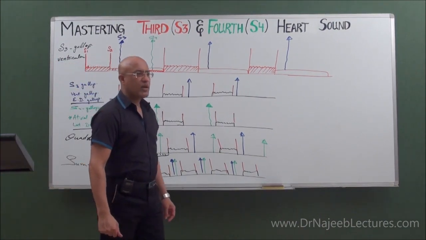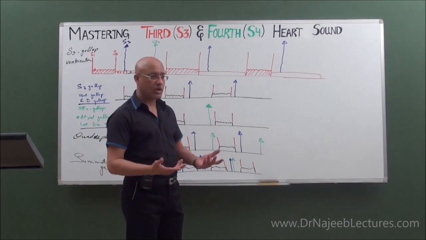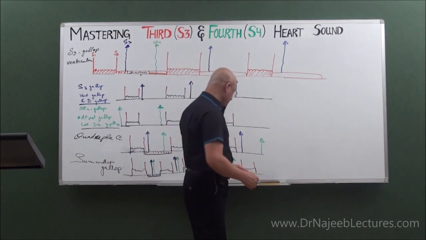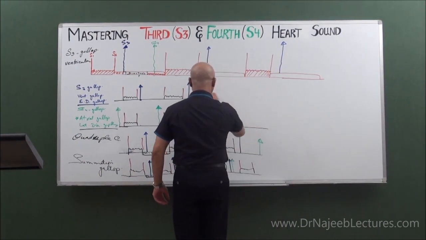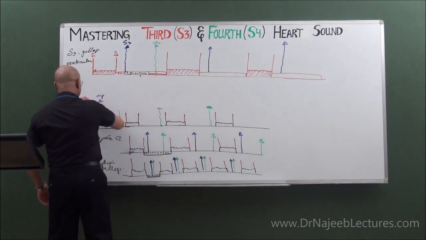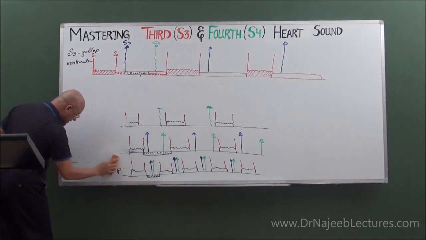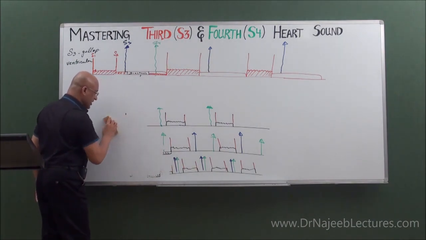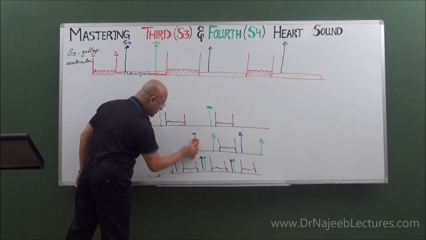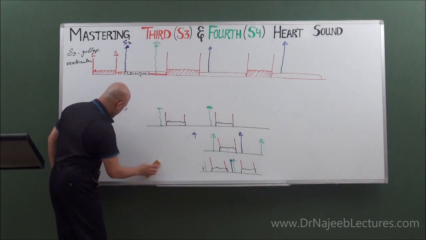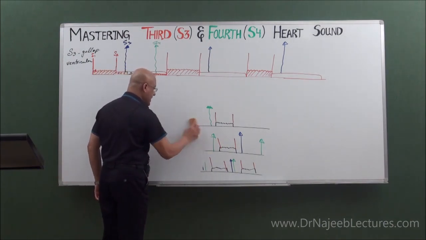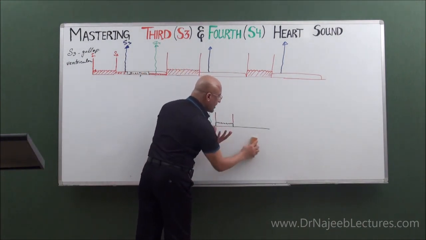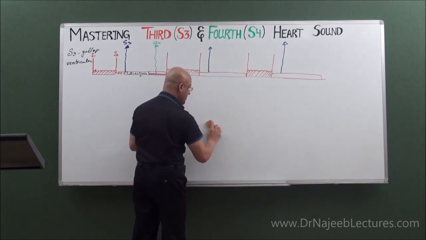After this, we come to the different causes of S3 and S4. Now S3 can be physiological. It may be normal up to the age of 30 to 40 years. S3 may be normal because in younger age ventricles are a little more compliant, and due to rapid ventricular inflow, the compliant ventricle becomes slightly distended and then vibrates.